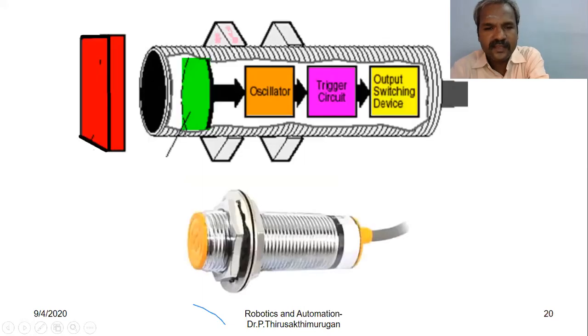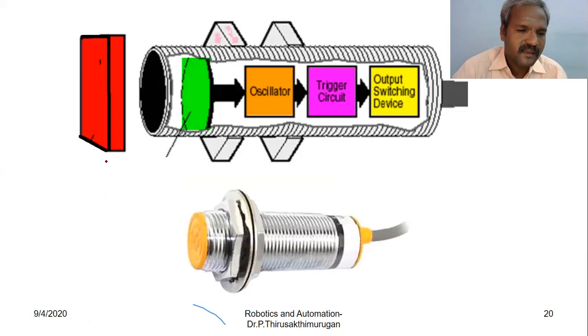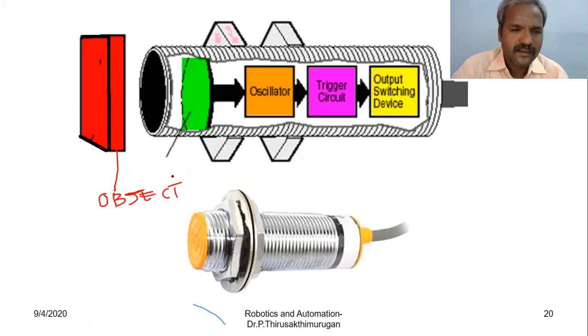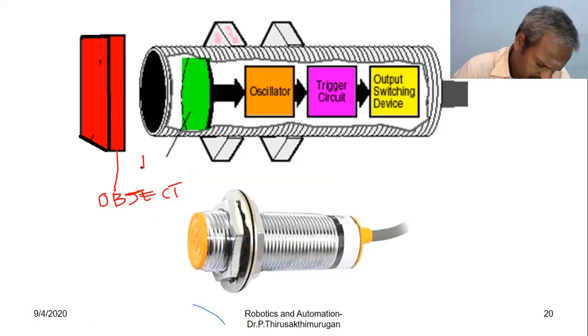This sensor is similar to the inductive sensor. This is the object, called the object or target. This is nothing but a plate, say a plate or electrode.